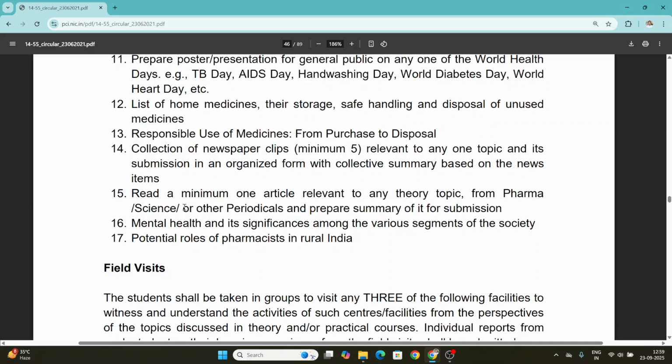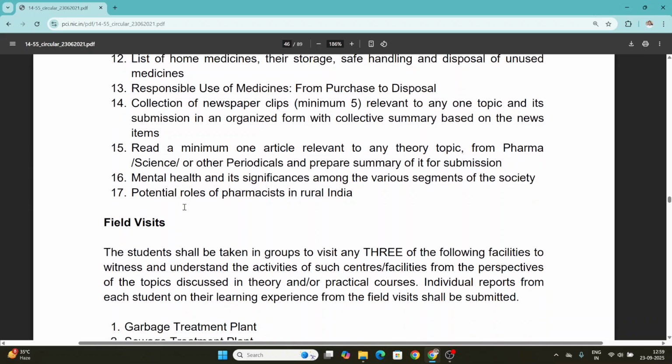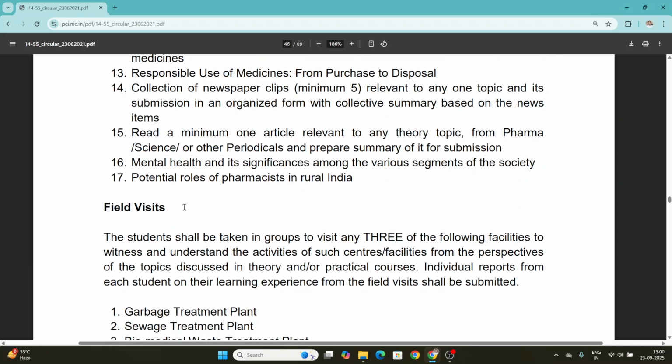Read a minimum of one article relevant to any theory topic from pharma science or other periodicals, and prepare a summary of it for submission. Mental health and its significance among the various segments of society. Potential roles of pharmacists in rural India.